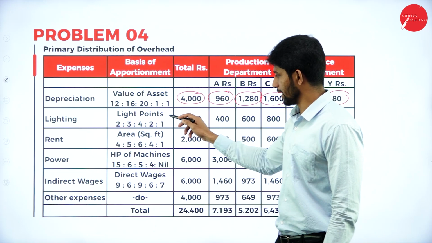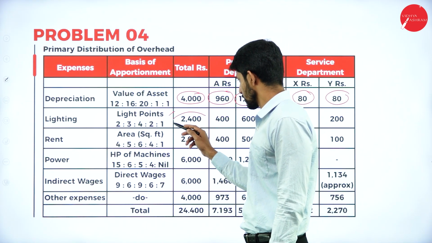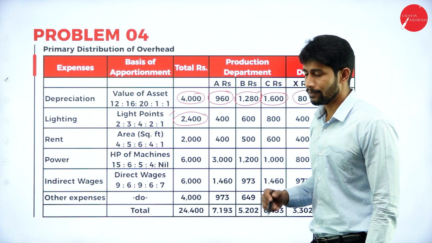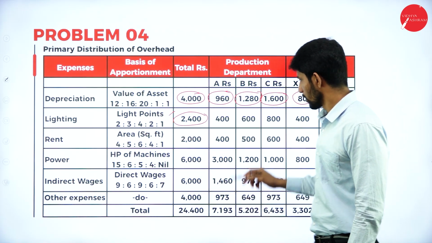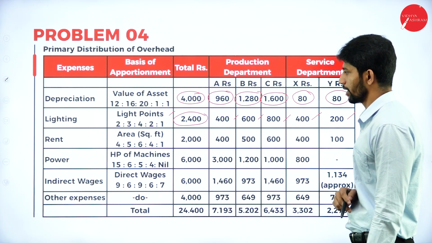Next, lighting. Based upon the lighting points, you are supposed to distribute. What is the total lighting expenses? 2,400. Distribute according to the ratio. So 400, 600, 800, 400, 200.